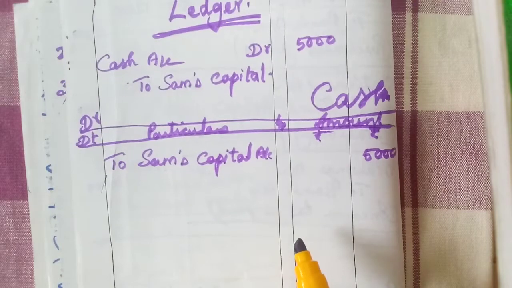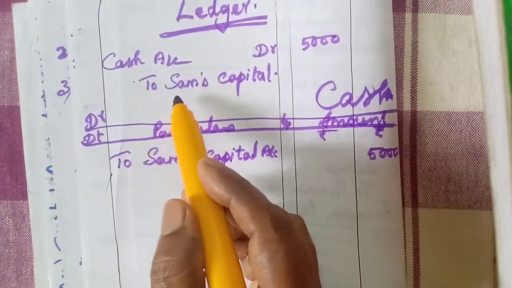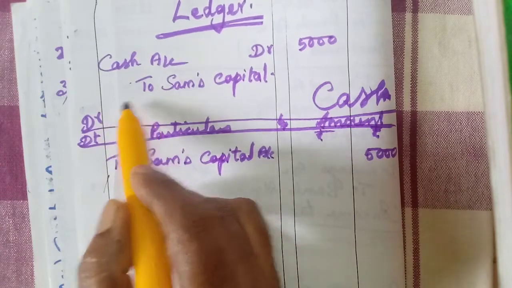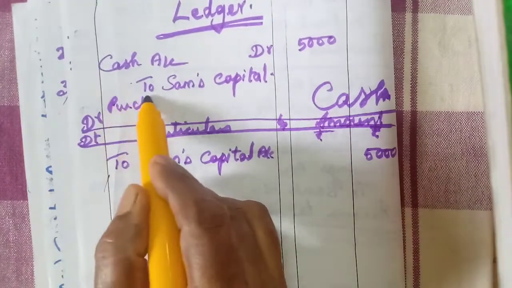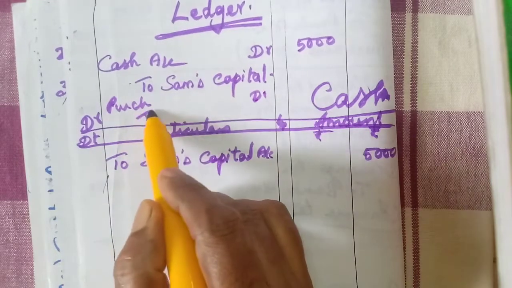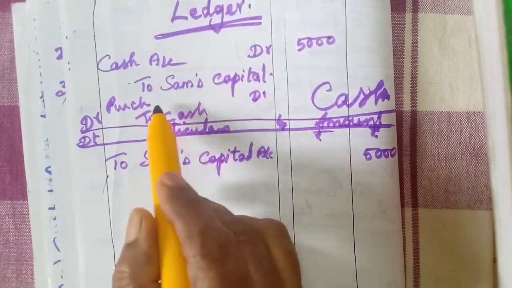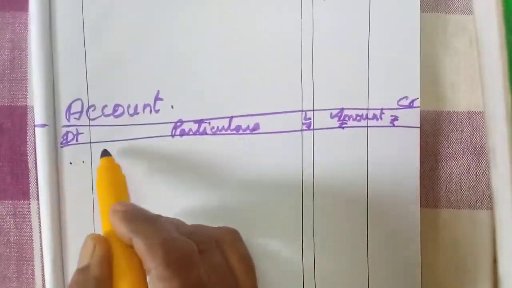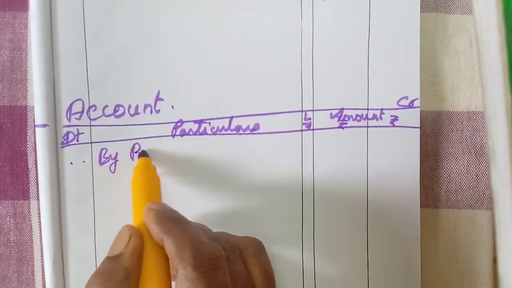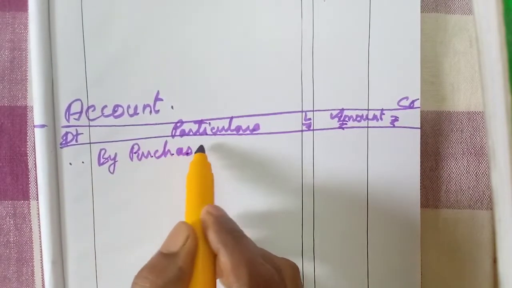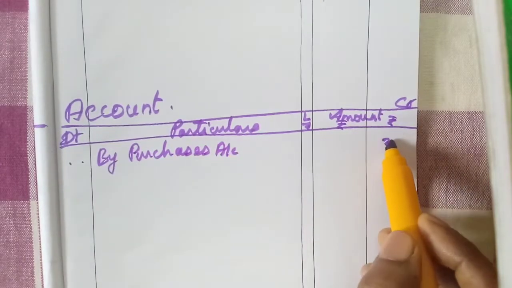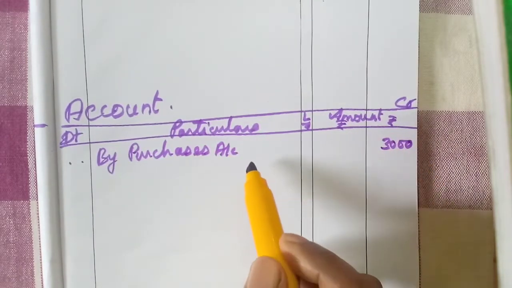Again, if we purchase something for cash, then what is the entry? Purchases account debit to cash. So here cash is credited. So on the credit side we will write by purchases, with that date. If it is 3,000, we should write like this.